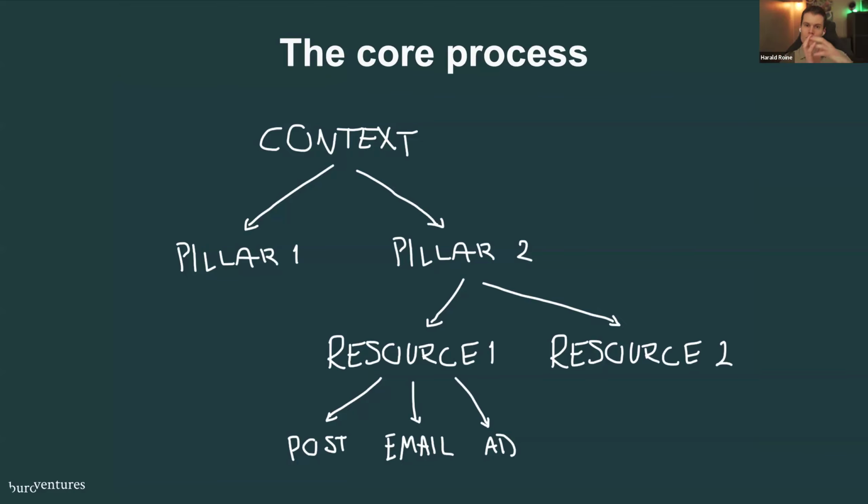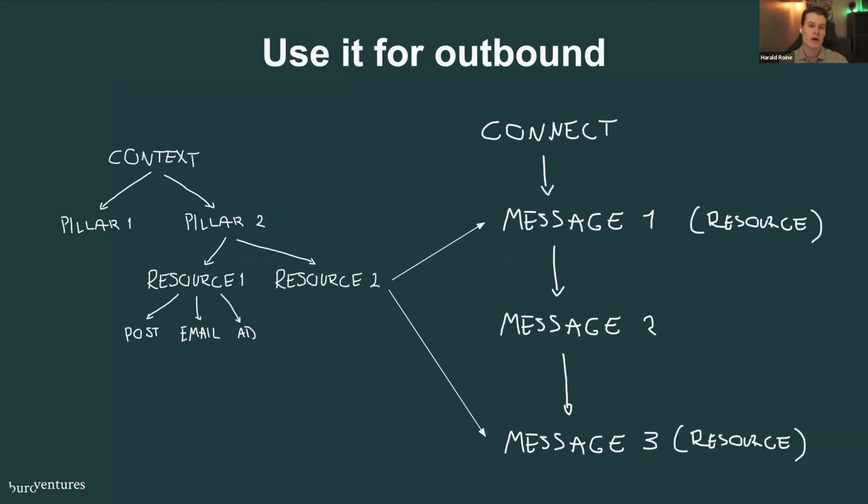So this, you can derive so many different things from just a simple map: you have your context, you define your pillars, you create resources and promotional material under it. And this is an example of how I can use it for outbound. So if you have your resources, so if you reach out on LinkedIn, there are really three ways you can do outbound on LinkedIn.